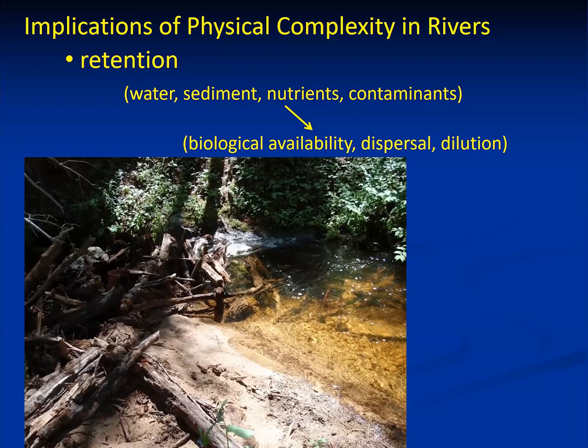So if you slow down the movement of material, particularly organic material and solutes, such as nitrogen, you increase the ability for biogeochemical uptake of those nutrients. You can also store contaminants, but in general, the more physically complex a river corridor is, the greater the retention. So that, again, provides biological availability of nutrients, it disperses material, and in the case of things like contaminants, it may dilute the contaminant level for downstream portions of the river network.